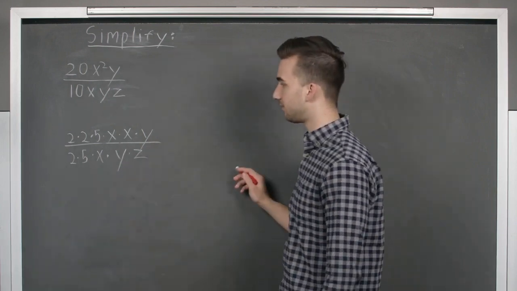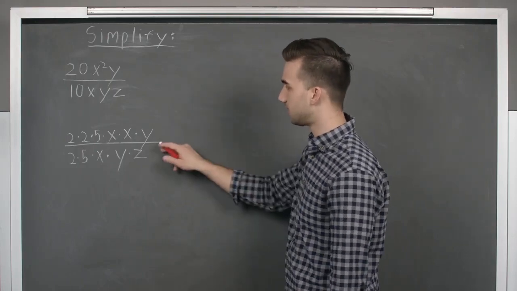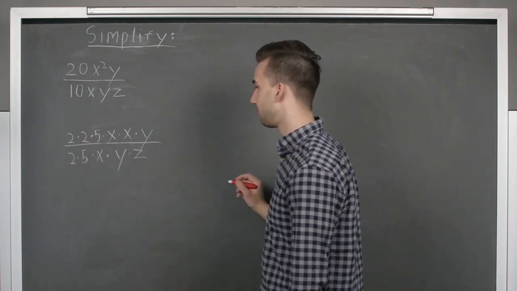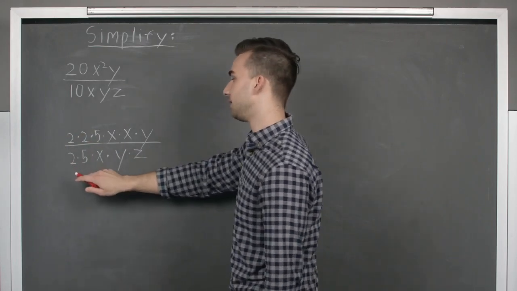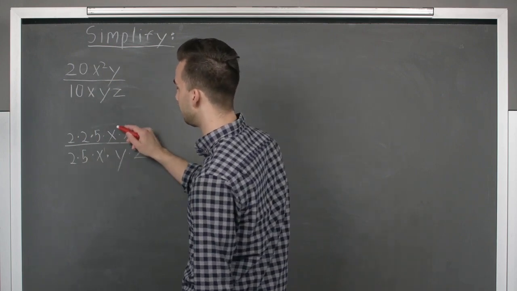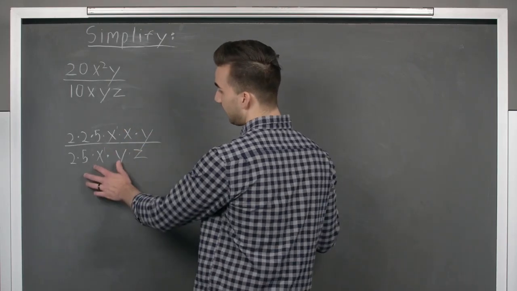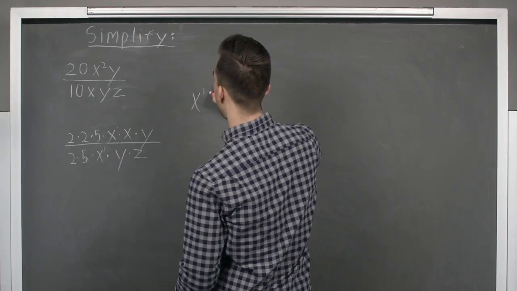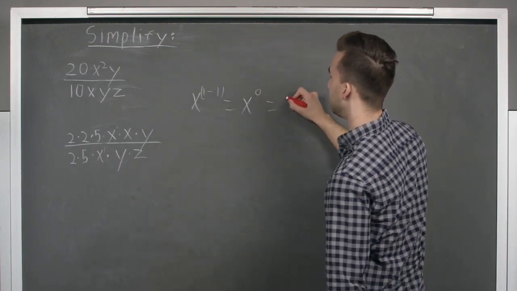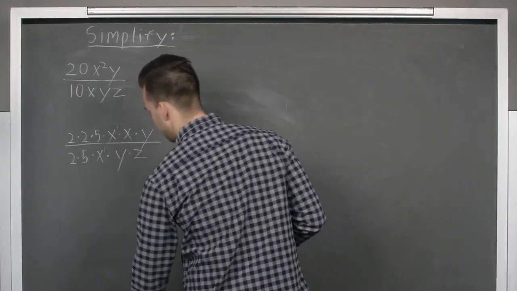So now that we have our numerator and denominator factored, how we can simplify this is just cross out whatever is matching on the top and the bottom. And the reason why is because if we added the exponents, say here we have x to the power of 1 and x to the power of 1. If we combined these and added the exponents, that would give us x to the power of 1 minus 1, which would give us x to the power of 0, which would give us 1. And so that's why we can cross it out when it's matching on the top and the bottom.